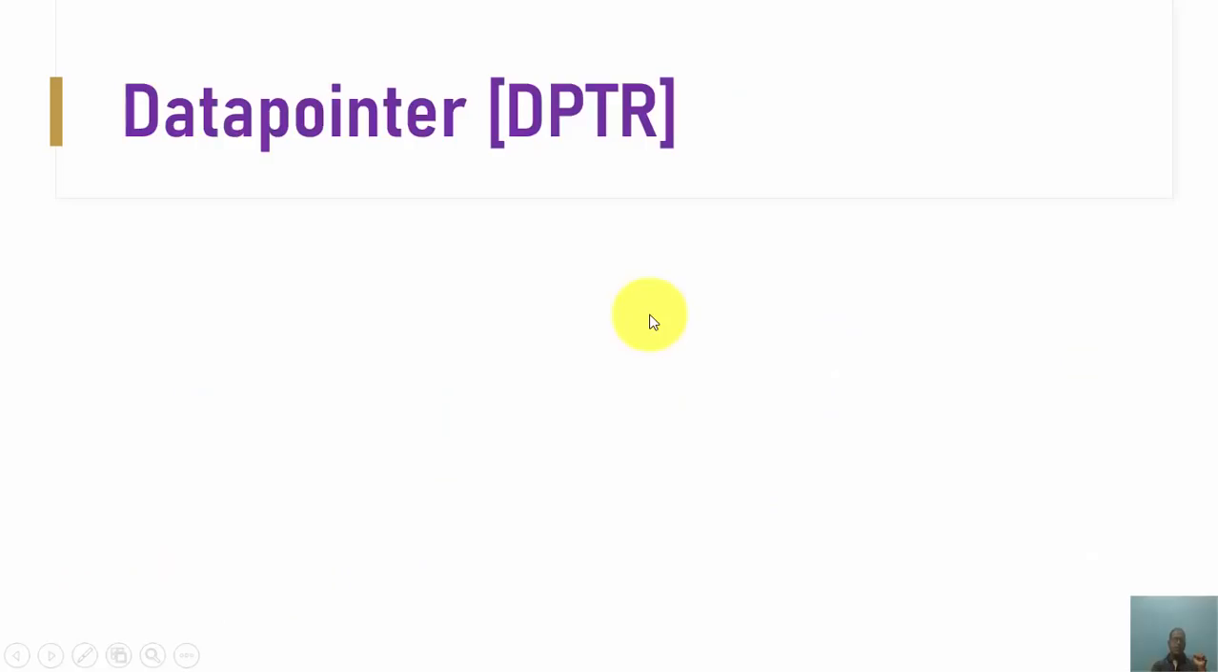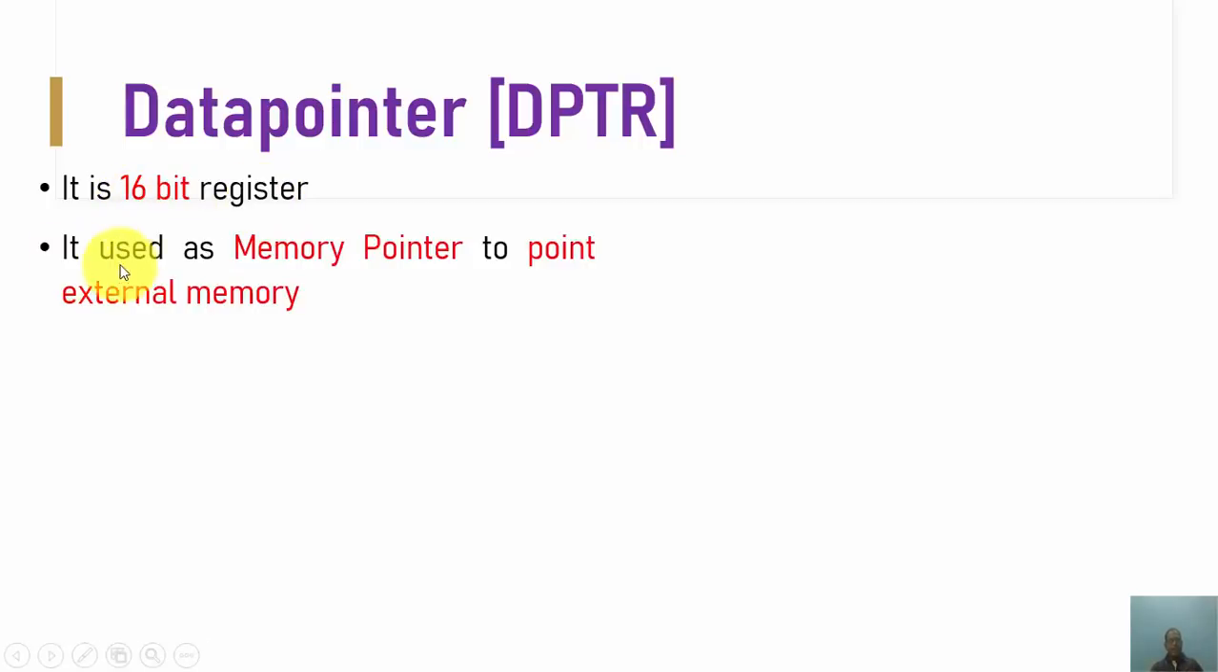Okay, the next is the DPTR. It is known as the data pointer. When we compare the data pointer with the earlier discussed registers, the basic difference is that the data pointer is a 16-bit register, and it is used as a memory pointer to point to an external memory. We know that as per the requirement, we can interface an external memory to the 8051 microcontroller. To point out a location in this external memory, we make use of this data pointer.